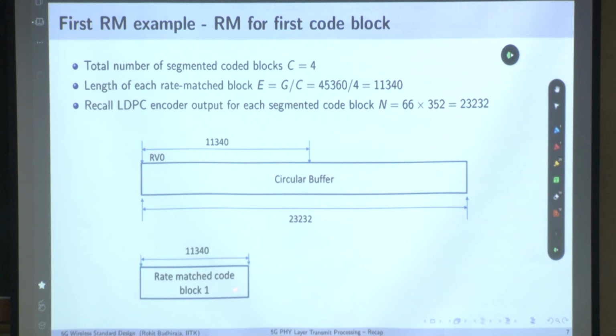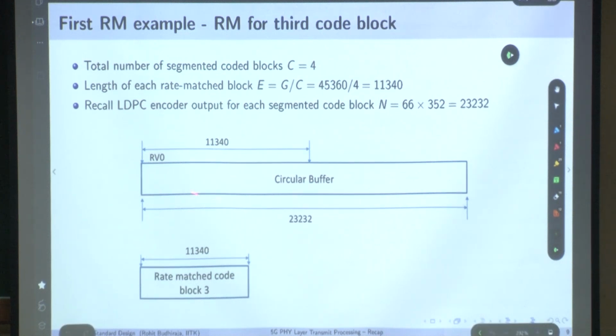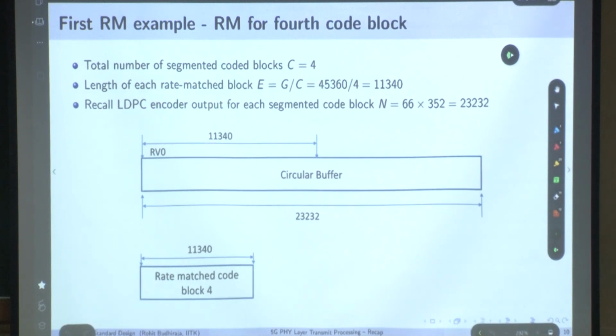So the first rate match block will be 11340. All of them will be the same. This is for the second rate match block, so you'll read 11340 for the second code block. Similarly for the third code block, and similarly for the fourth code block. So rate matching is implemented using this circular buffer.